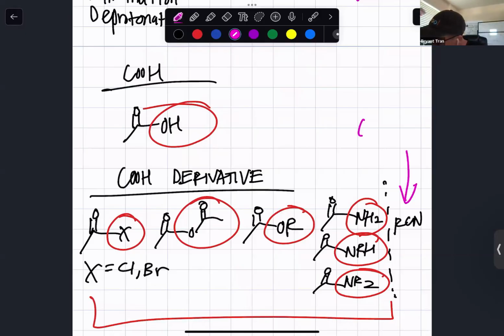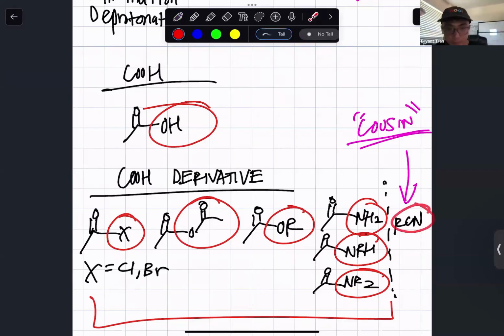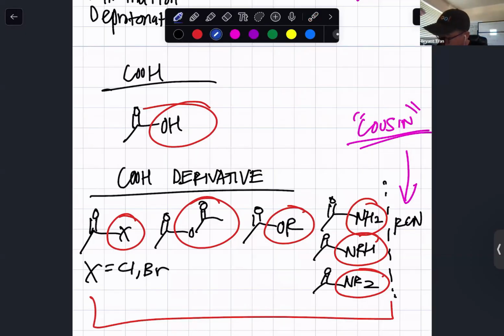This nitrile right here is a cousin, right? It's still considered a carboxylic acid derivative, but it's a cousin because it has no carbonyl, no carbon double bond oxygen. When you have a halogen as the leaving group, we call that an acyl halide. When you have a carboxylate as the leaving group, we call that an anhydride.